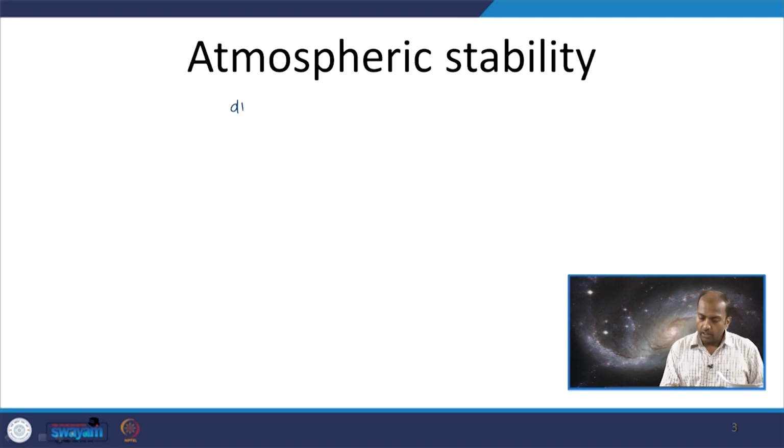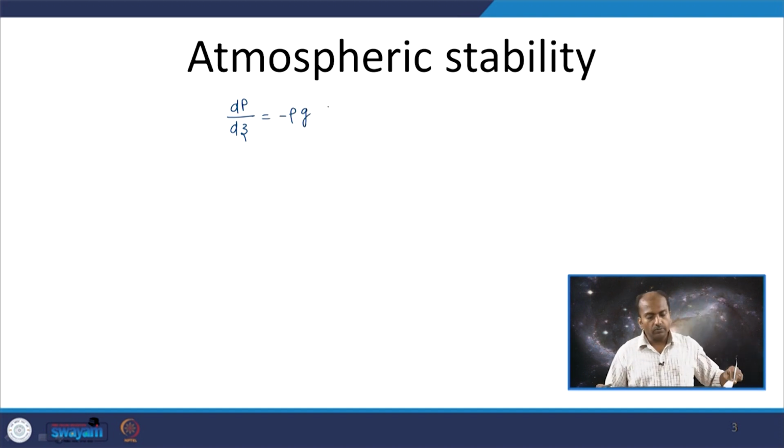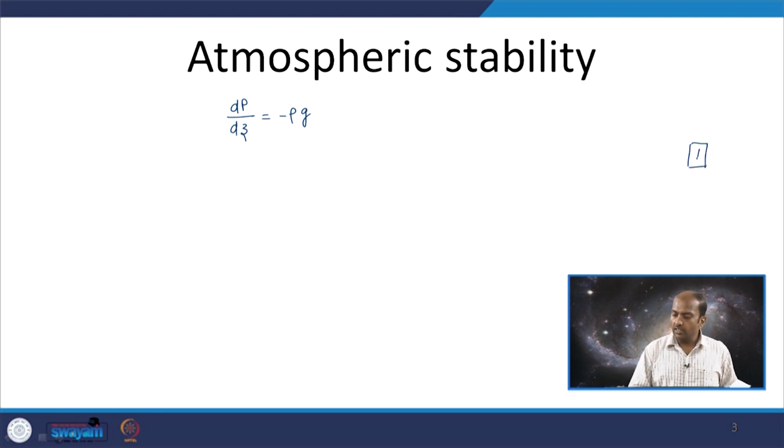The hydrostatic balance is very well expressed with the help of the equation dP over dz is minus rho g. Here P is the pressure, z is the vertical dimension, height, rho is the density and g is the gravity. Now, according to the air parcel approximation that we have just seen, we assume that any air parcel that is suspended in air is always existing at the same pressure as the environment.